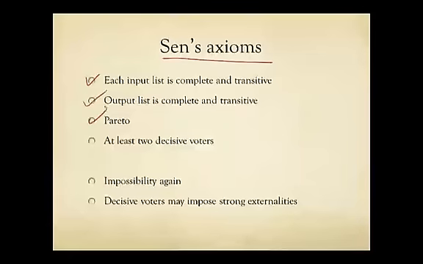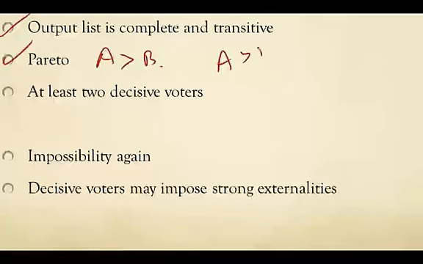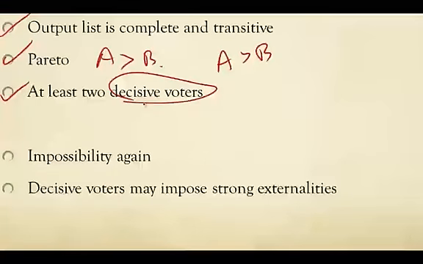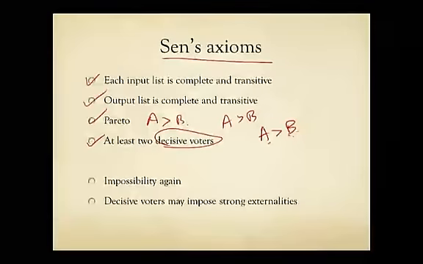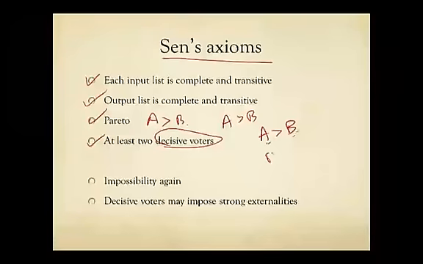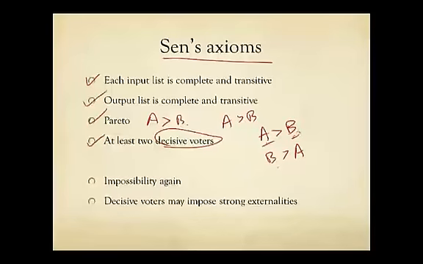We've seen Pareto. If every input list prefers A over B, then the output should also say A is better than B. The fourth one is again the problematic one. It says there should be at least 2 decisive voters. What is one decisive voter? A decisive voter is one where the voter has at least one pairwise comparison where she holds the absolute power. Okay? If she thinks A is better than B, then even if everyone else thinks B is better than A, the output should say A is better than B.